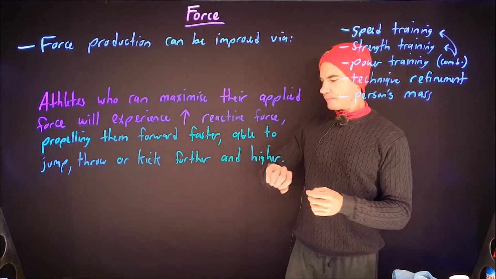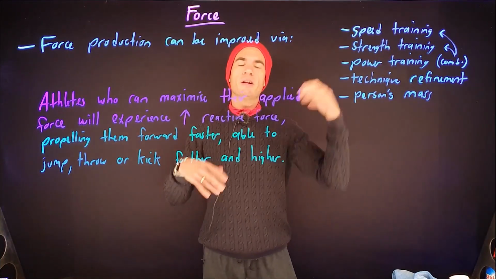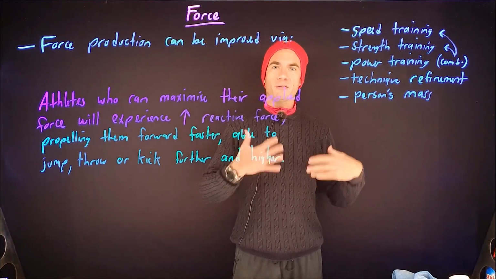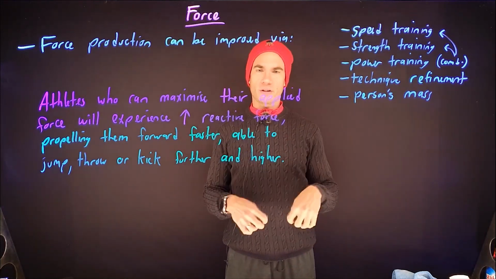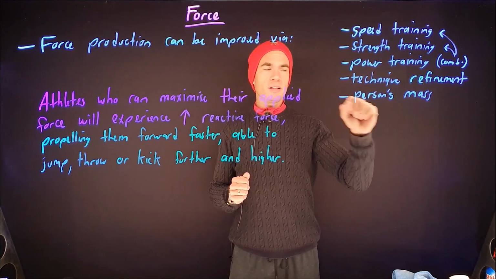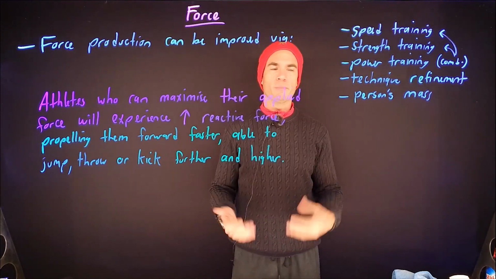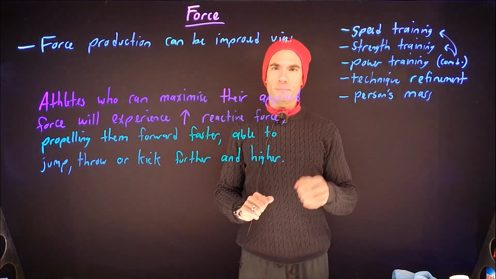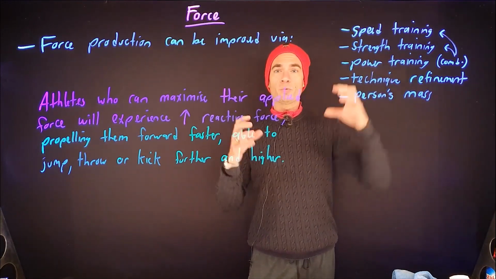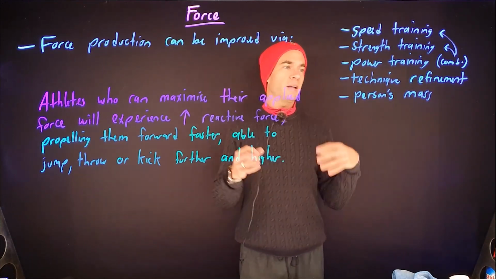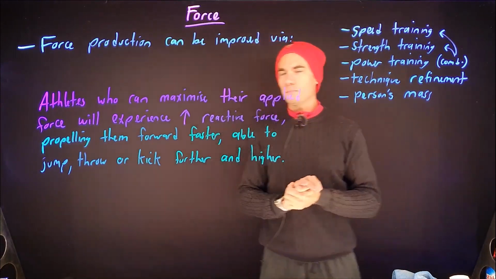So to summarize, force production can be improved via speed training, so training to be able to move your body faster, okay? Strength training to improve the contractile strength of your muscles. Power training, which is a combination of speed and strength training, so it's like doing resistance training, but you do it in an explosive manner. Technique refinement, or simply by increasing a person's mass. All of these things will improve force production, okay? And ideally, athletes will train for multiple aspects of this and not just focus on one, because it is multiplicative.